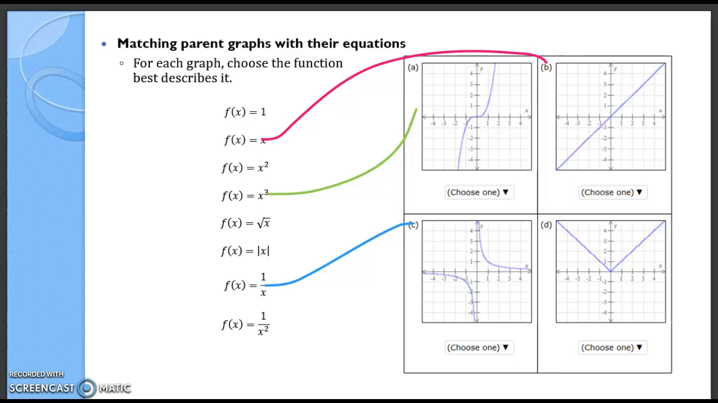And then D. D is absolute value. Anytime you have an absolute value, it's going to look like a V. So that's matching parent graphs with their equations for this problem.